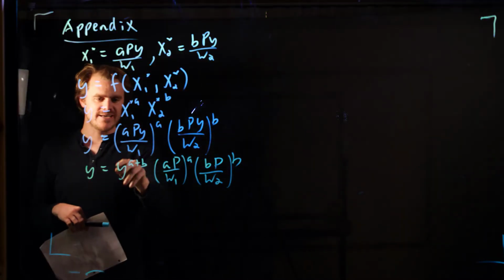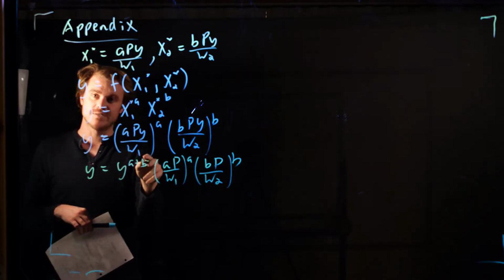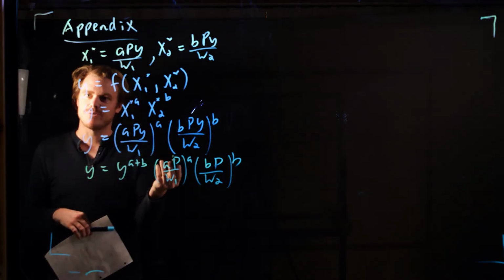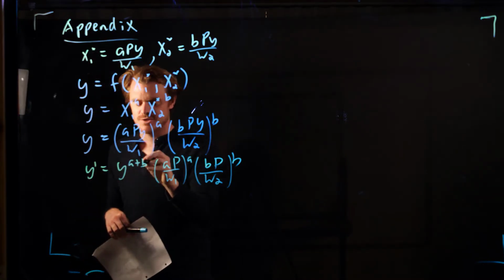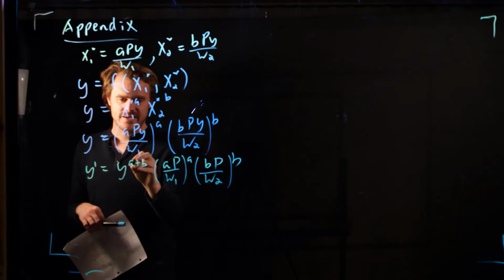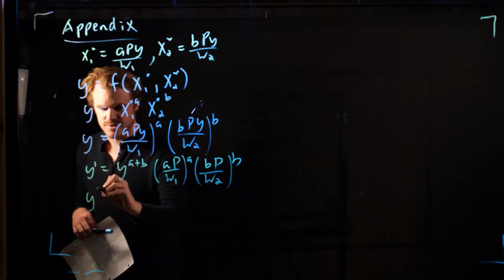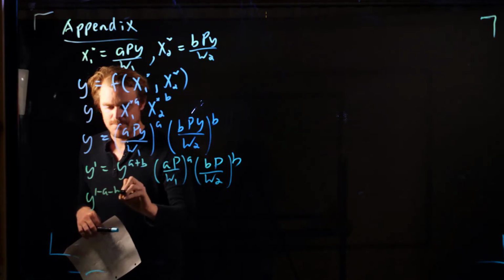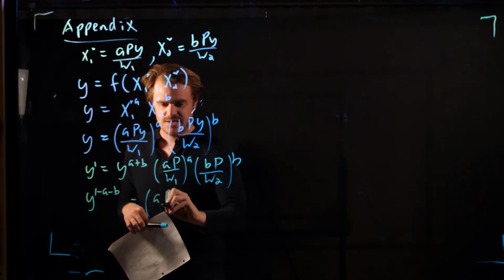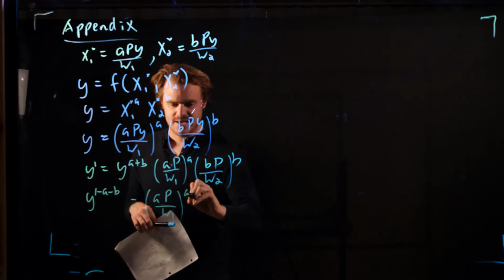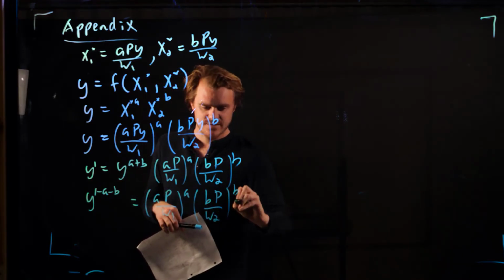And now we need to isolate this Y, and so we're going to divide both sides by Y to the A plus B. So if you remember again our exponent rules, it's like a Y to the 1 there. So if we're dividing both sides by Y to the A plus B, it's like we're subtracting these exponents, right? So it's Y to the 1 minus A minus B equals A times P over W1 to the A, times B times P over W2 to the B.